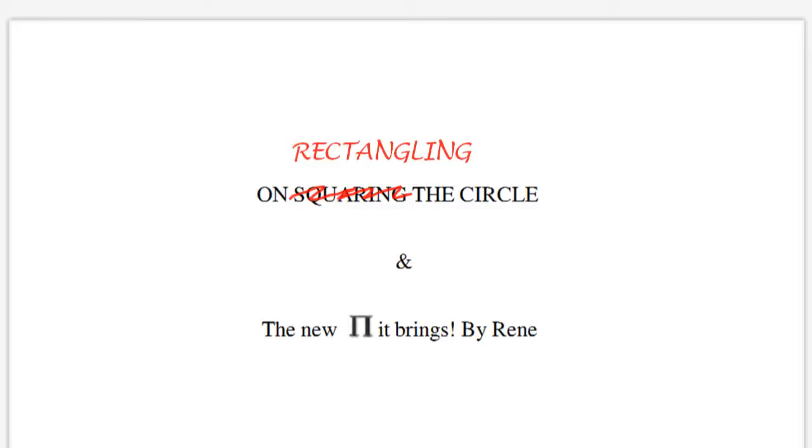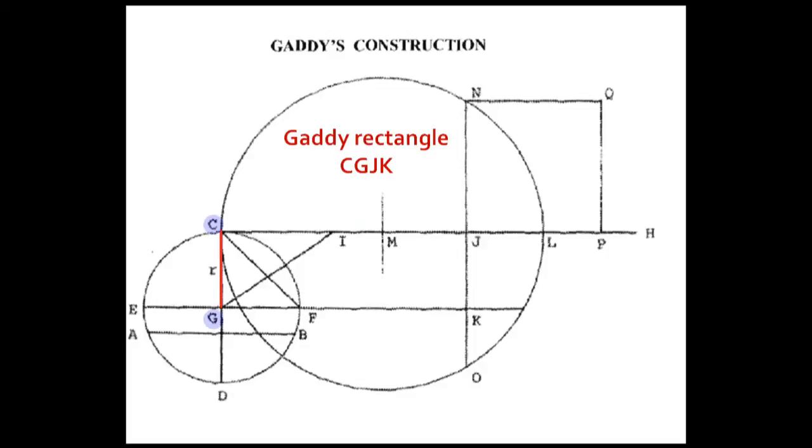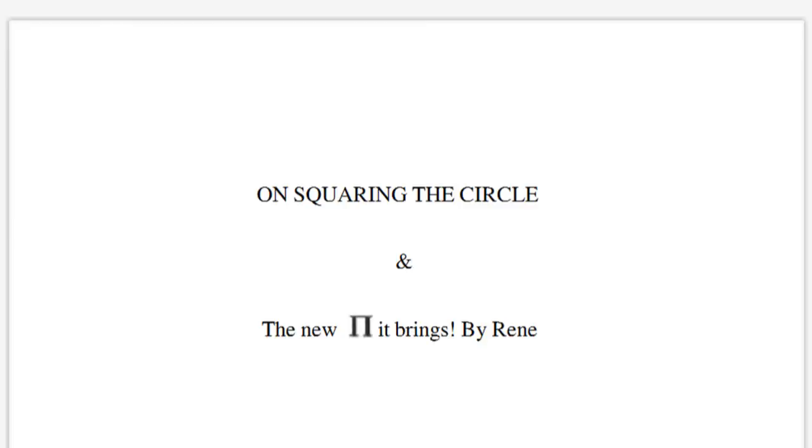Along this line, an interesting mistake, possibly an editor's mistake in Rene's paper, is his reference to the Gaddy rectangle, CGJK. That would be CGJK. Oops. Apparently, you don't need to know how to label a two-dimensional geometric figure correctly to be a Mensaite. Perhaps Rene should have titled his paper On Bow Tying the Circle.